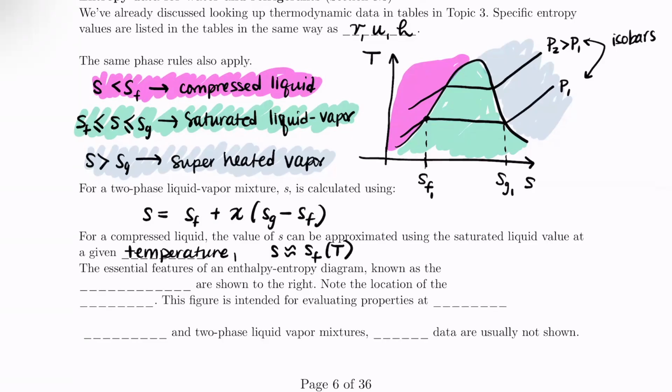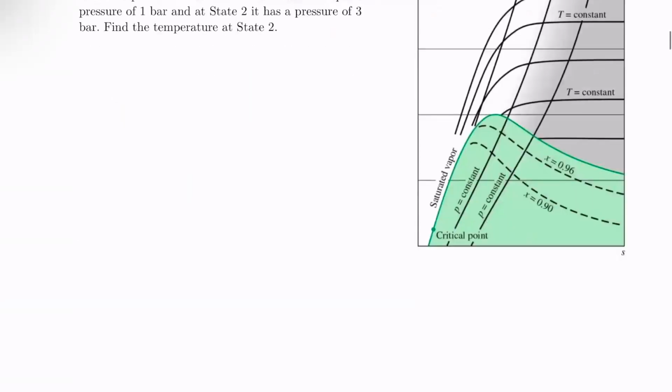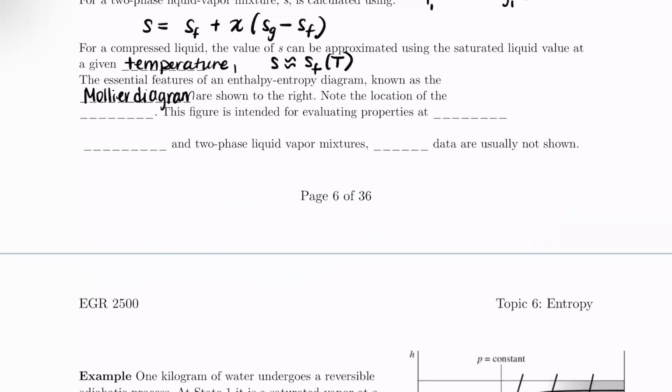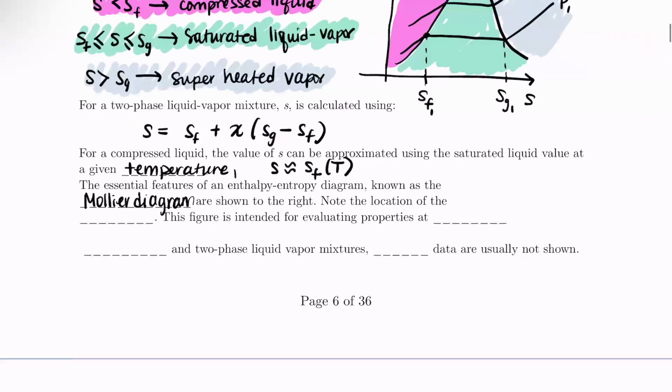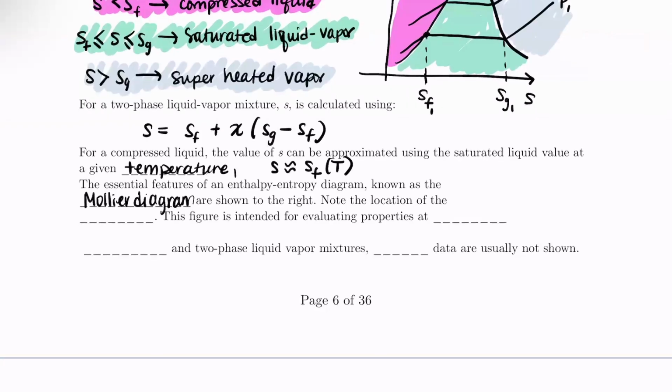So there is a special diagram that is new to us now, and it is known as the Mollier diagram, which, the formatting got changed. Okay, so it says that it's to the right because it was meant to be on this page, but it slid to the other page. So I'm sorry, it's on the next page. When I scroll down in just a second, when you look at that diagram, note the location of the critical point.